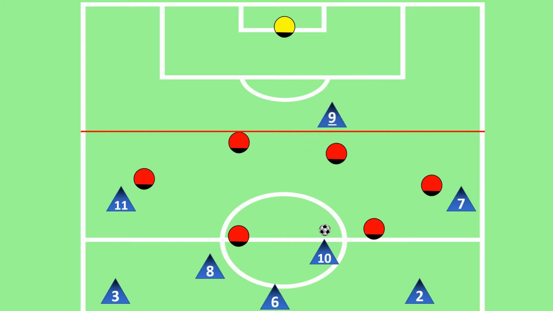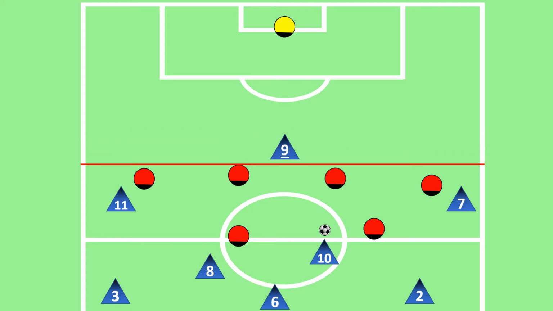Here, the 9 moves into an offside position. But remember, it's not yet an offense, so the 9 can come back onside. The defenders can also step up. That moves the offside line, and now the 9's in an offside position.